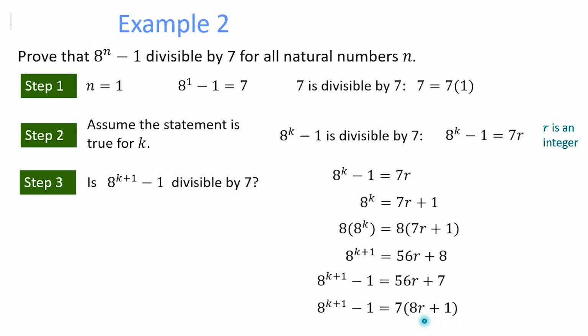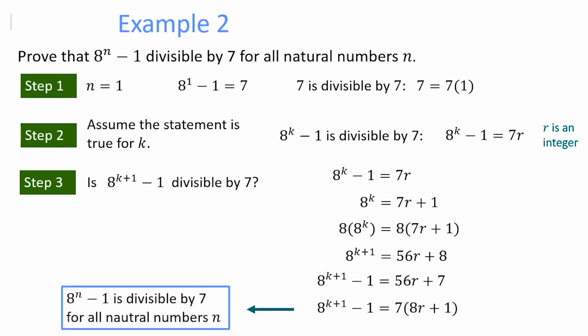How do I know whether 8 times r plus 1 is an integer or not? Well, I remember r was an integer. 8 times an integer is still an integer, plus 1 is also an integer. So therefore I proved that 8 to the power of k plus 1 minus 1 is divisible by 7. Now what does it tell me? It means that my original statement, 8 to the power of n minus 1, will be divisible by 7 for all natural numbers n.